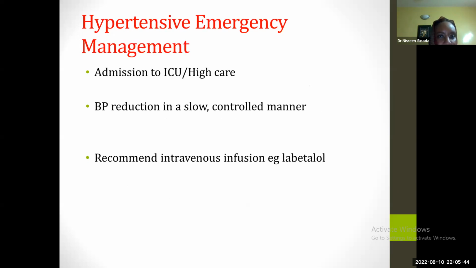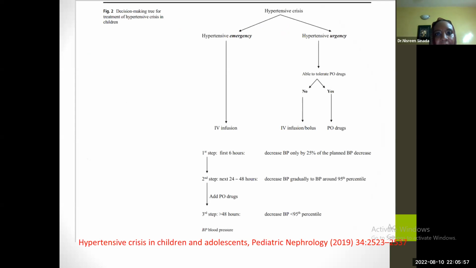So we admit the child to ICU, high care, blood pressure reduction should be slow in a controlled manner, and we recommend intravenous infusion like labetalol because we'll titrate and drop the blood pressure gradually.